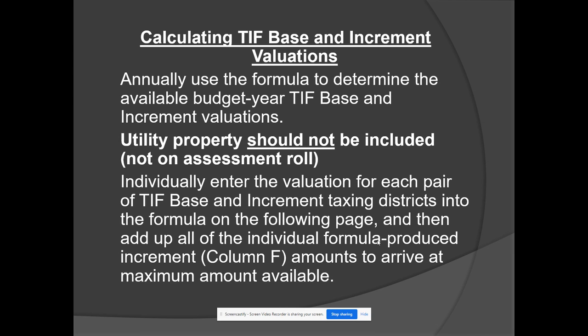But you're individually going to enter the valuation for each pair of TIF base and TIF increment taxing districts into the formula on the following slide, and then you add them all up to see what the total amount is as far as increments. So you add up all of your individually created increment districts, all those that are in the TIF area, to arrive at the total amount of value available for increment within the full TIF area. And again, this would be the maximum amount. In many cases, your TIF authorities aren't necessarily going to be using the maximum amount of TIF available.